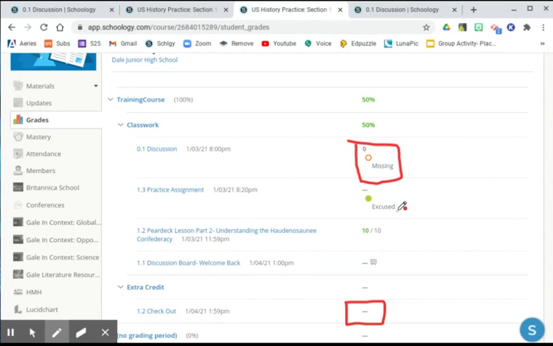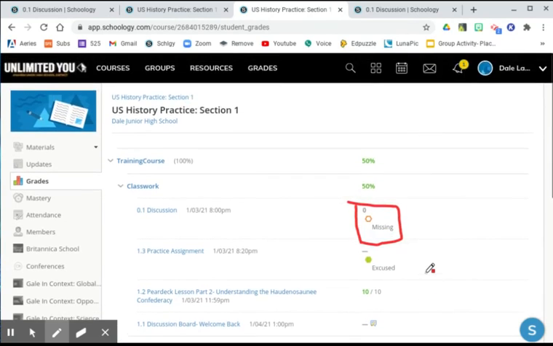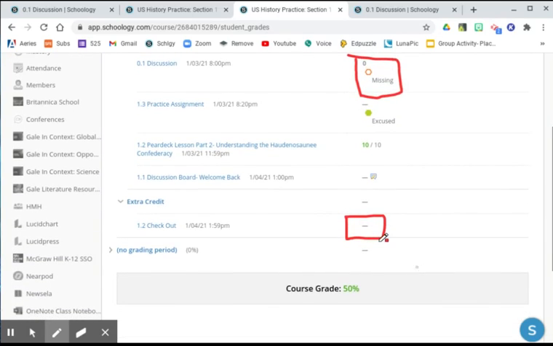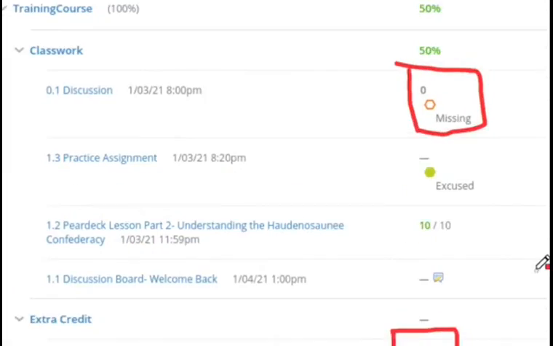Okay? So again, if we are looking at missing, if there's a slash, it's excused. And it says excused underneath, it's excused. If there's a slash and there's some sort of icon or picture, that means you turned it in. And if there's a dash, not a slash, a dash with nothing, no little picture icon, that means you have not turned it in.